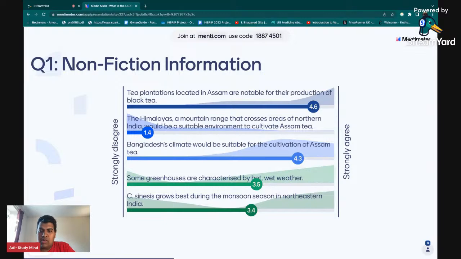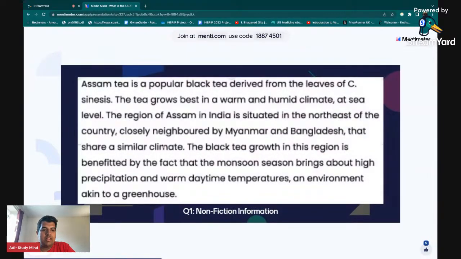So no, I would strongly disagree with this one, as you guys rightly did as well, because there is no mention of the Himalayas anywhere in the passage, as far as I can see. You can't make that judgment without having any information about it, and that's another good point to bring up. Never use any of your external knowledge.